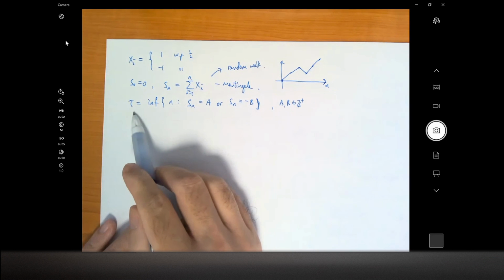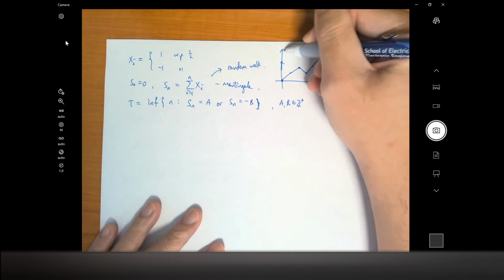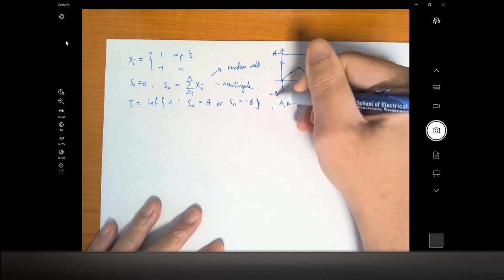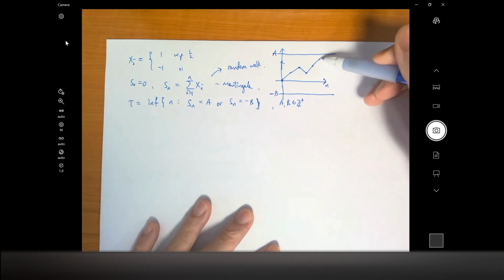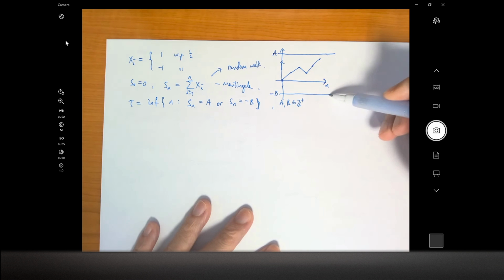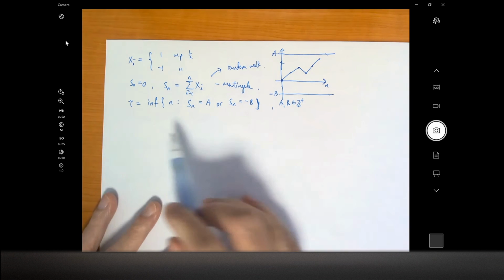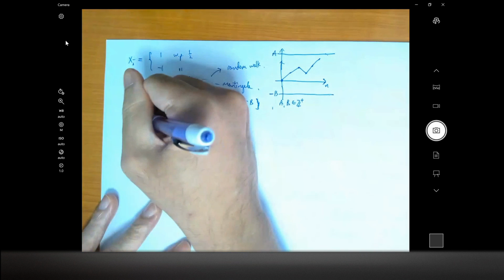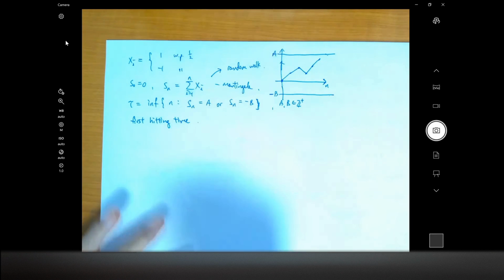And what this tau is saying is, I'm interested to look at the first time. So let's set a threshold A over here, and the threshold minus B over here. So tau is the first time when my random walk either hits the upper threshold A or it hits the lower threshold minus B. That's why this is also called a first hitting time. In the textbook you can also see this term called the first hitting time of your boundary.